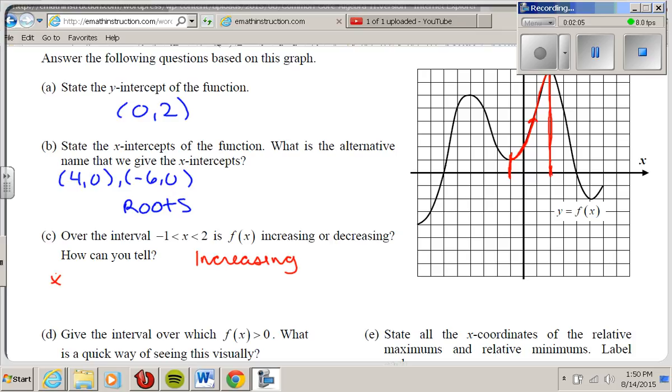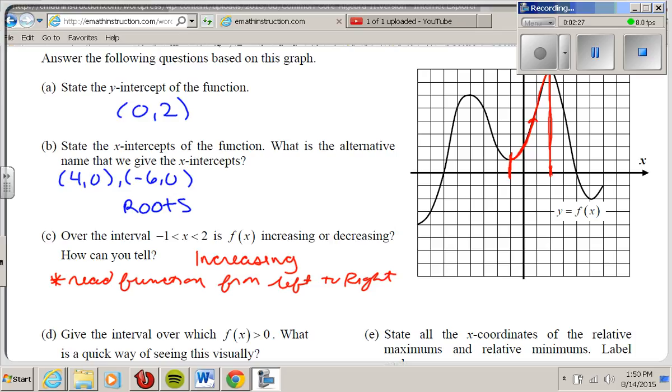So we read functions from left to right. Okay, we read functions from left to right, and if it's going up, it's increasing. If it's going down or lower on the y-axis, it is decreasing.